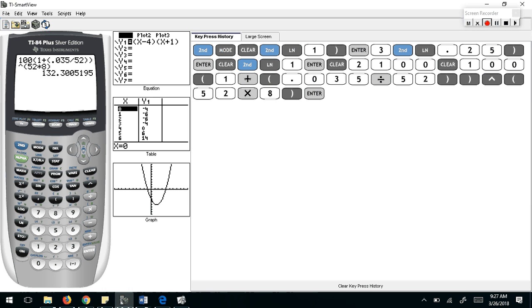Wait, is that added to the one? That's part A. No, that is your total amount. And that's actually a very generous interest rate. You're not going to find interest rates that high for just a regular savings account.